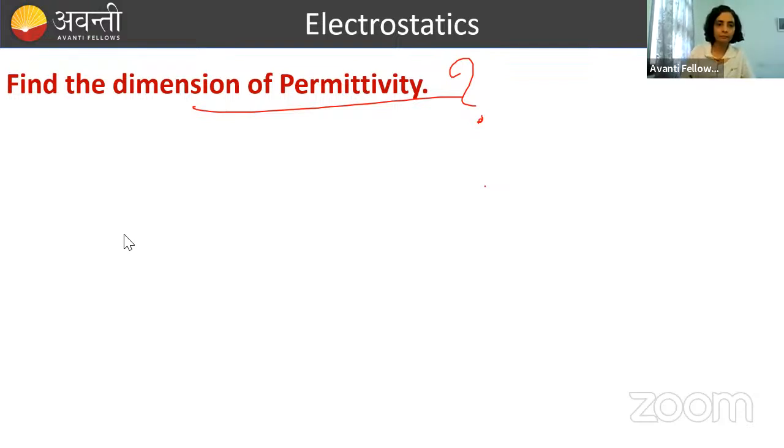Come on everyone, कैसे निकालते हैं? क्या लिखोगे आप? Permittivity का dimension निकालना है ना? So simply write force equal to what? 1/4 pi epsilon q1 q2 by r square. So write the dimension of force, write the dimension of charges.